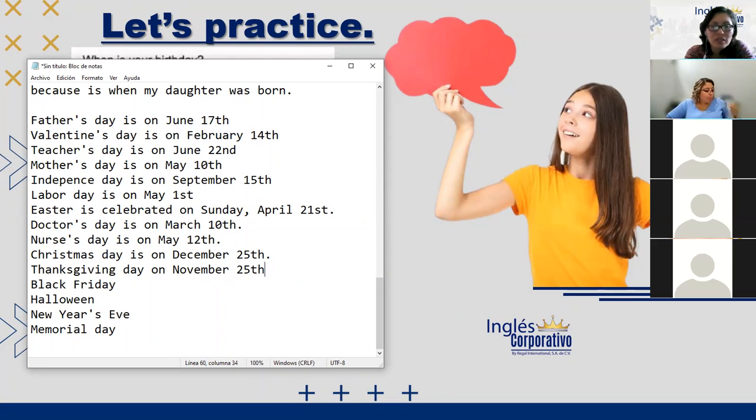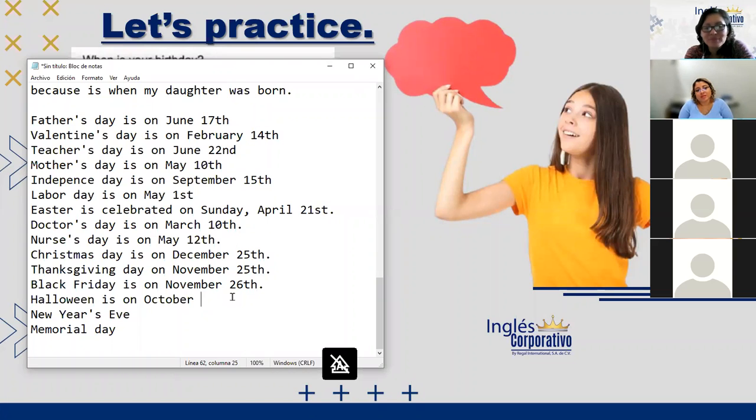November 25th. Black Friday is, bueno, si ya sabemos cuándo va a ser Thanksgiving, ¿cuándo va a ser Black Friday? November 26th. Muy bien. Halloween is celebrated on October. ¿Y cuál es el número? 31st. Very good, right? 31st. And New Year's Eve. January 1st. Muy bien. Y Memorial Day, digamos que es nuestra celebración, sábado, ¿verdad? November. Y en El Salvador is on November 2nd. Muy bien.